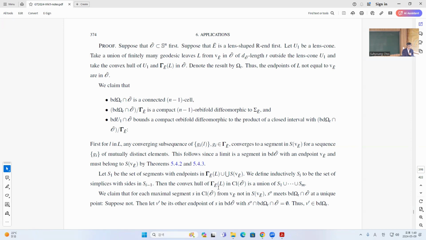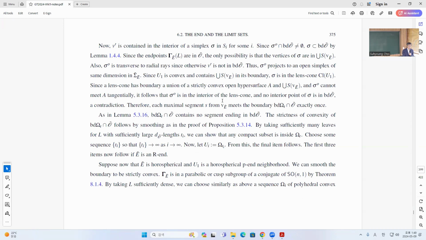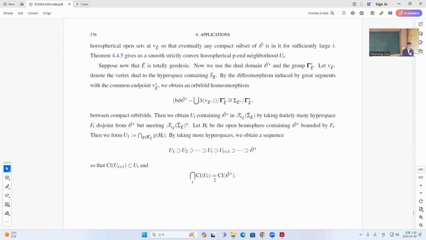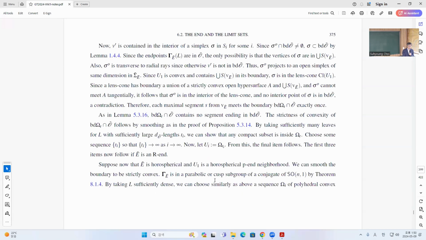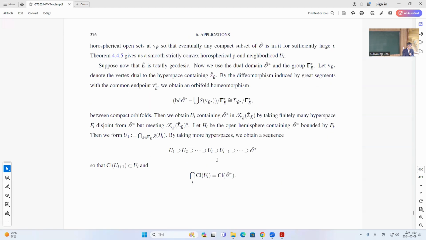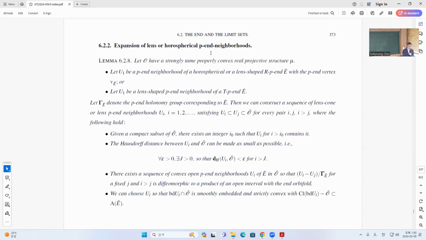And the point is that these are really a proper subset of this tilde because it doesn't meet the boundary of O. Then you can do a similar thing for the horospherical neighborhood, and these you can also smooth using the smoothing argument that we had, and then we obtain these things. Okay, and of course, you can do this for Tn as well.